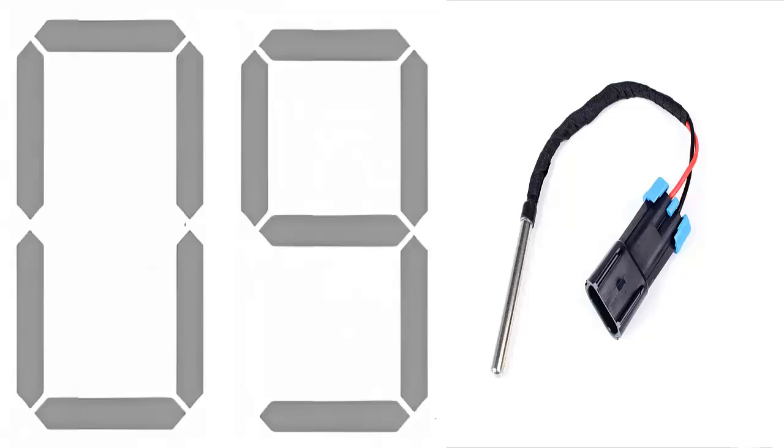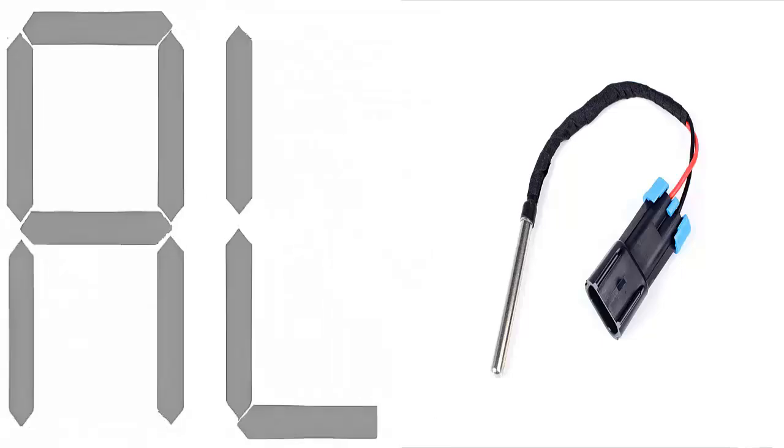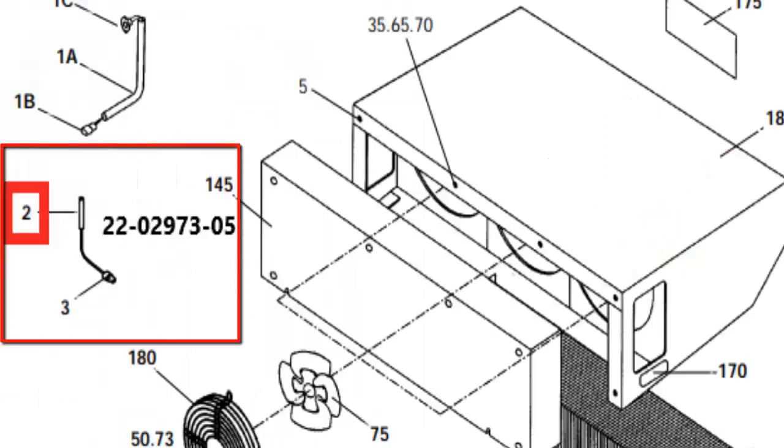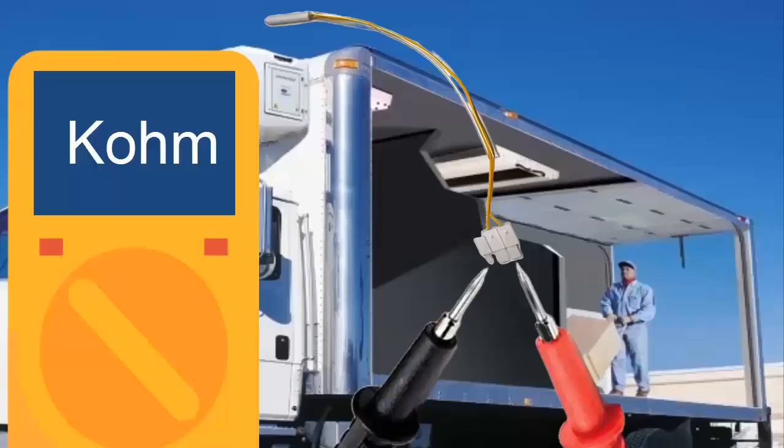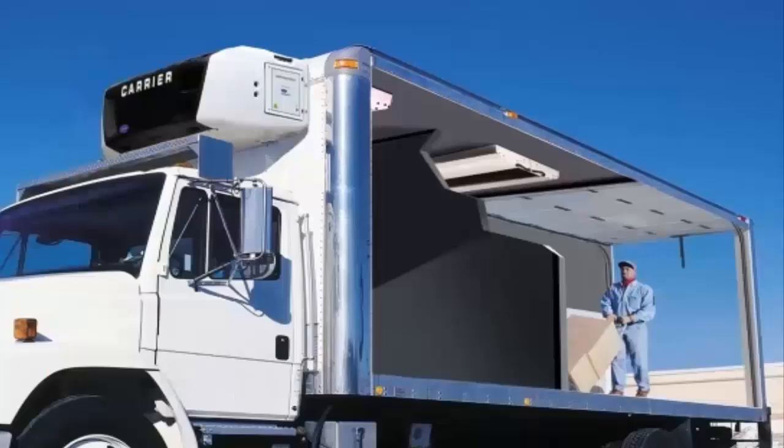10. Return air sensor failure. This fault is identified with code AL9, and this issue can cause the unit to shut down. It is recommended to check the sensor and its connections. To test the sensor, disconnect it and use a multimeter on the kiloohm scale. The measured value should never be 0 or infinite, and the resistance should match the manufacturer's manual table.